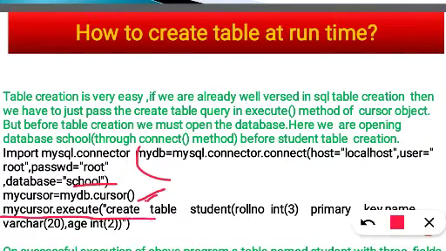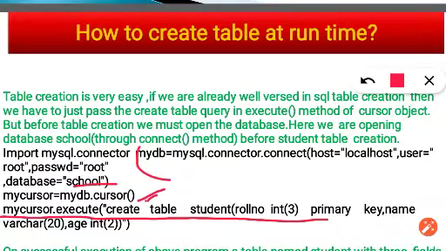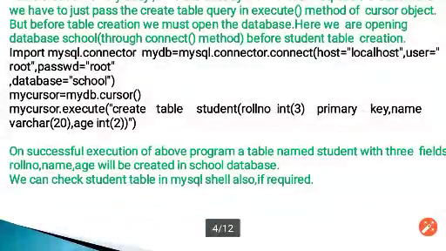This is the important line which is going to be changed every time depending upon the type of statement you want to execute or type of SQL query you want to execute. The query which you want to execute has to be written within quotations inside the execute function. When you run this program, you will find that the table named student with the three different fields like roll number, name, and age will be created in your school database.